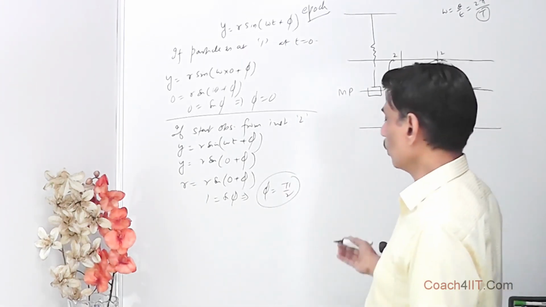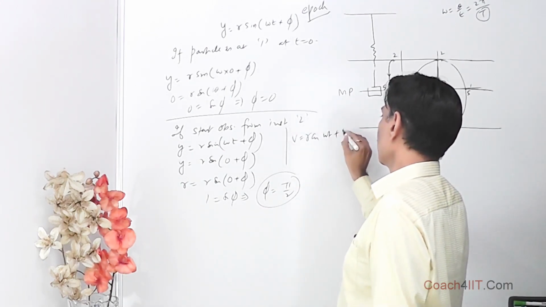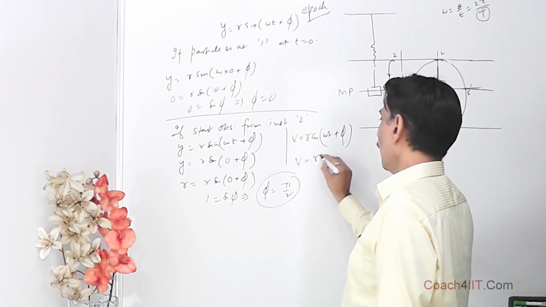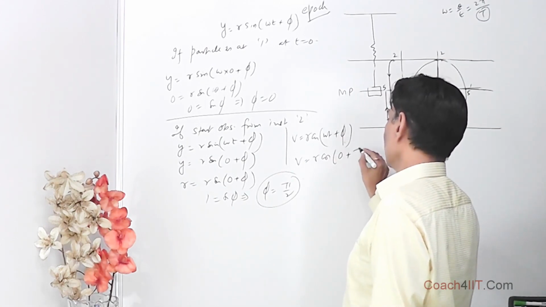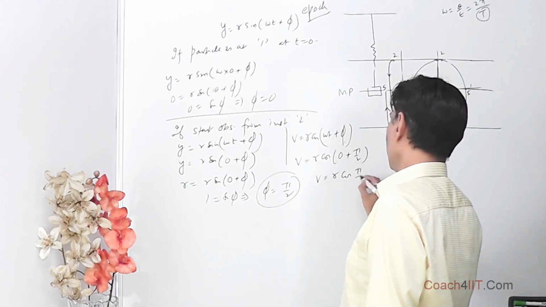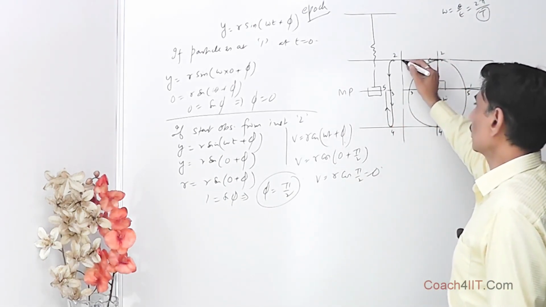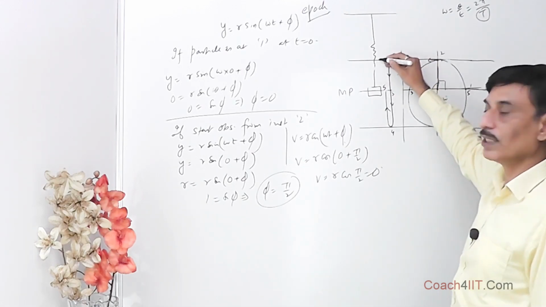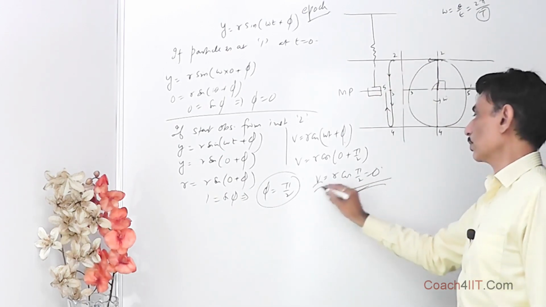Also, if we intend to know the velocity, we know the velocity function is r omega cos omega t plus phi. So over here we say v is equal to r omega cos of omega t, that is 0, plus phi, which is pi by 2. v is equal to r omega cos pi by 2 is equal to 0. Obviously, when it is moving over here, the projection of this onto the screen is equal to 0. Otherwise also, when it comes to the extreme, the velocity momentarily comes to a stop. At both extremes the velocity is equal to 0.